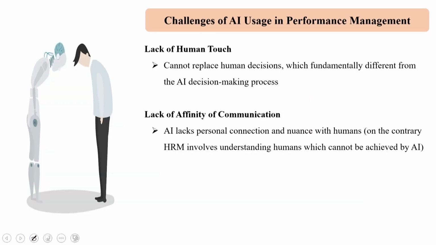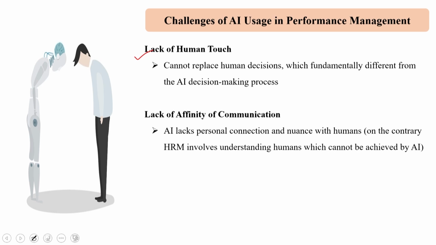Now let's look into the challenges of AI usage in performance management. When we look into the main challenges for AI usage in performance management, definitely what we said as a positive aspect can also come as a negative aspect: lack of human touch. Let's understand this. AI usage does not only have a lot of benefits, but it also has several drawbacks that hinder it from replacing humans in performance management. And the most prevalent of which is that AI software lacks human touch.